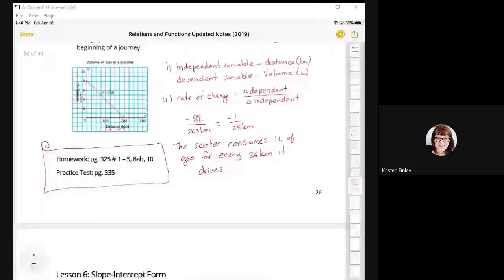Great introduction to slope. Your homework is to do page 325, 1 to 5, 8A, B, and 10, and then try out the practice test on page 335. Remember, there are answer keys at the back of the textbook, so you can check your work. So please do that to make sure you're doing them right. And then if you have any questions, email your teacher to ask.